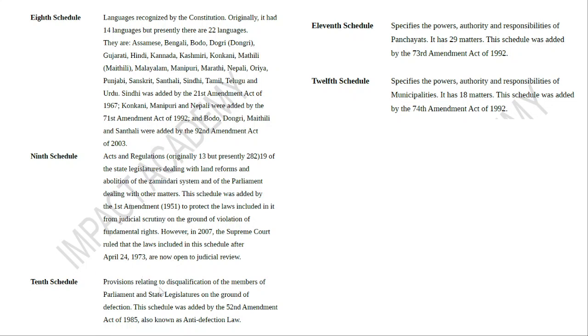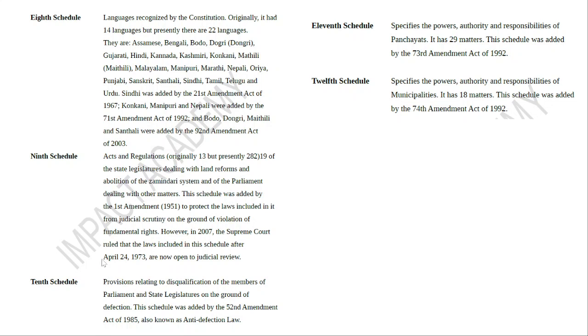This 10th schedule which we are talking about contains the provisions related to the disqualification of the members of the parliament and state legislature on the ground of defection. That means you join one party and after getting elected you join another party. That is called defection.